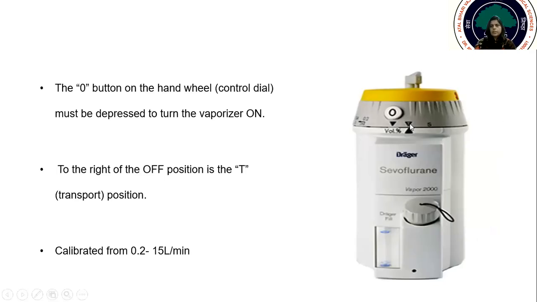And here you can also see a T. This is for transportation. Why for transportation? So that there should be no tipping. And thus these two isosceles triangles should correspond to each other during transportation. Okay. And this is calibrated from 0.2 to 15 liter per minute. This is a sight indicator, and this is the filler port.